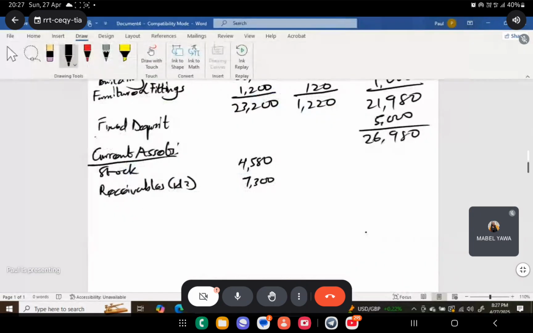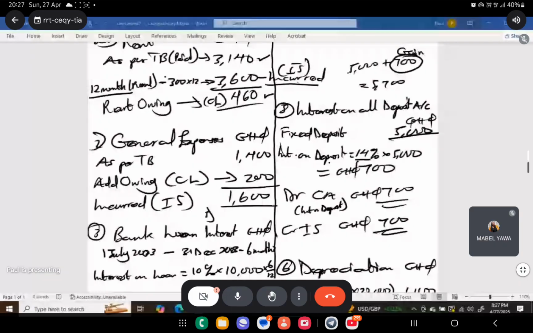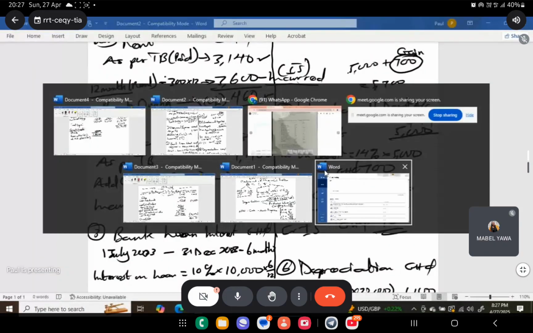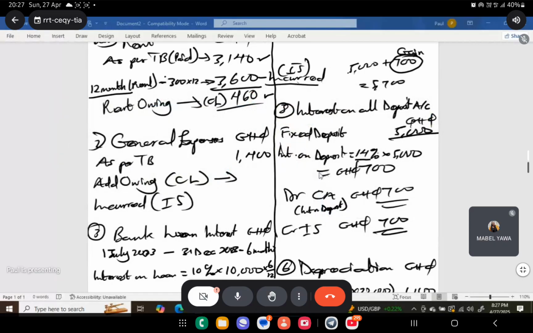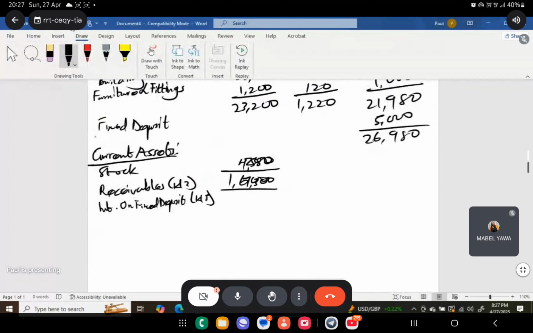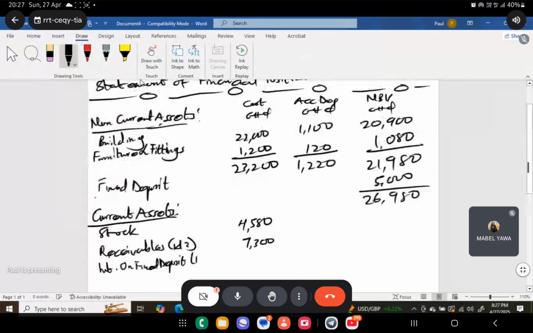So interest on fixed deposits, that's working 5. Yes, working 5. Working 5. That's 7.